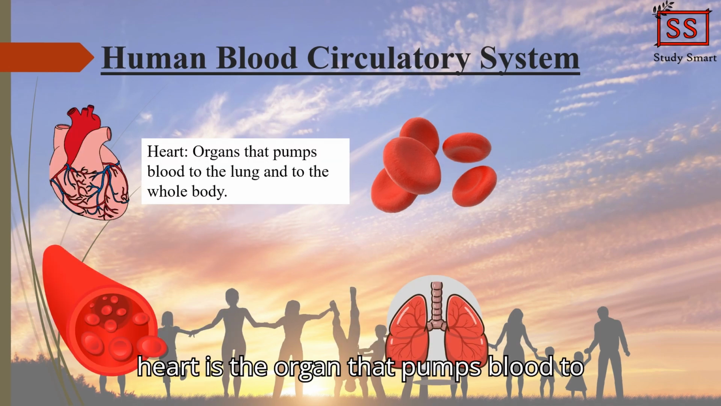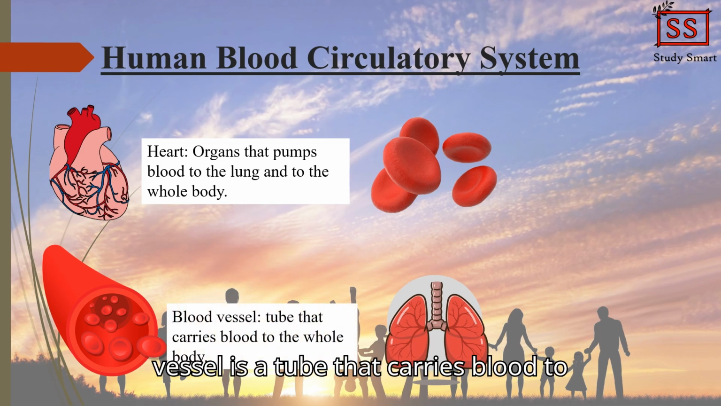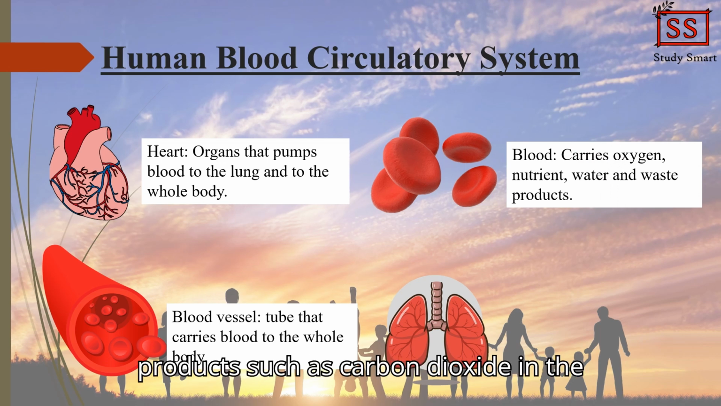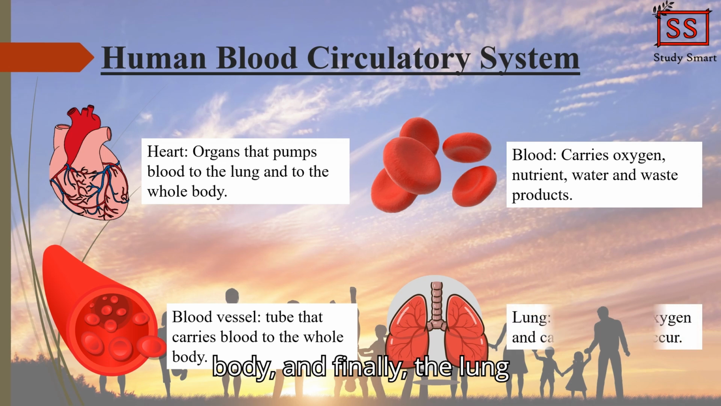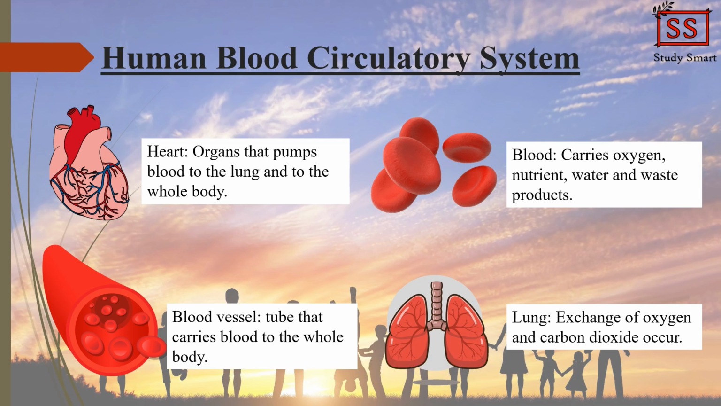The heart is the organ that pumps blood to the lung and to the whole body. A blood vessel is a tube that carries blood to the whole body. Blood carries oxygen, nutrients, water and waste products such as carbon dioxide in the body. And finally, the lung is the place where the exchange of oxygen and carbon dioxide gas occurs.